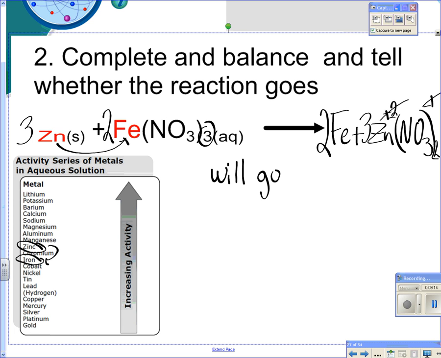If it was the other way around, so if I had started with iron and I was going to zinc, it's not natural for it to climb uphill. Have you ever been skiing and you've lost your ski and you have to go climb uphill to go get it? It's not natural. Natural to go downhill. So zinc will travel downhill and knock out iron, but iron will not travel uphill and knock out zinc. So it will proceed in this direction.